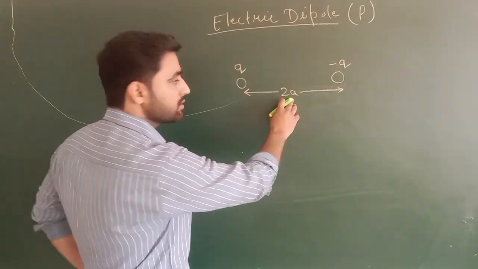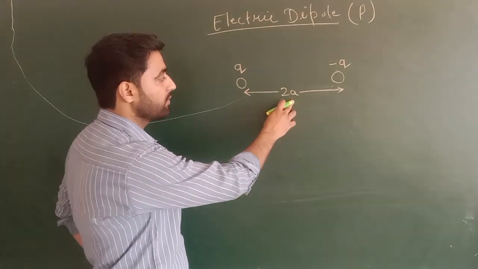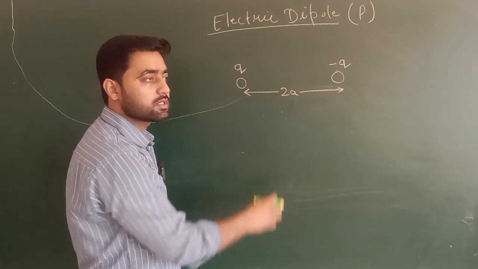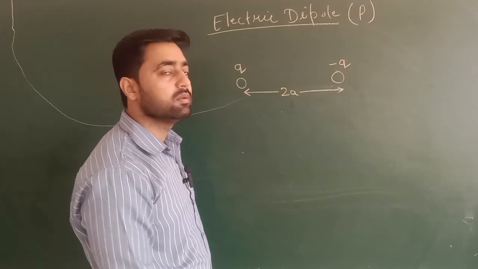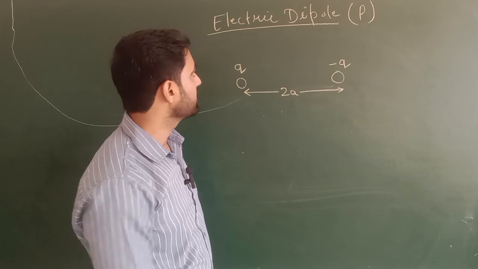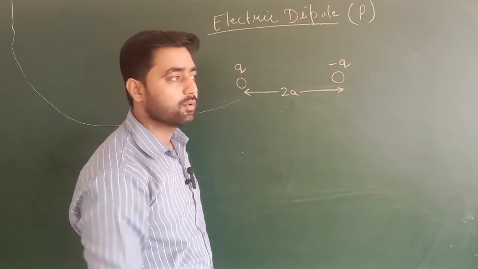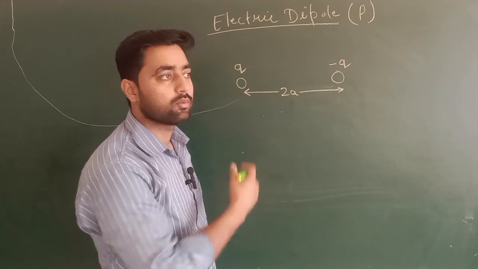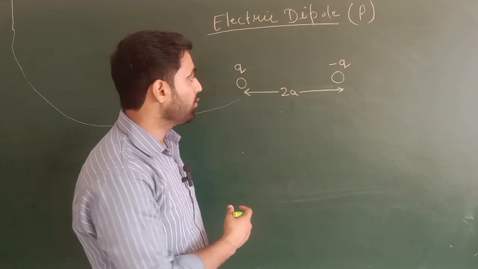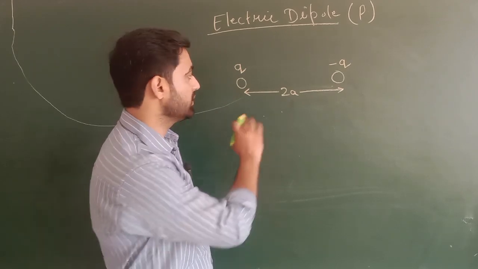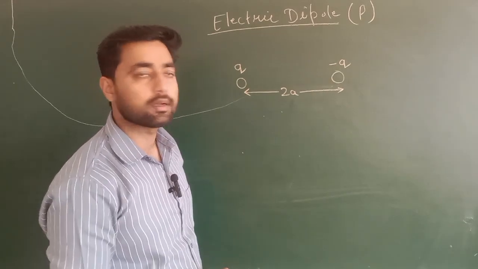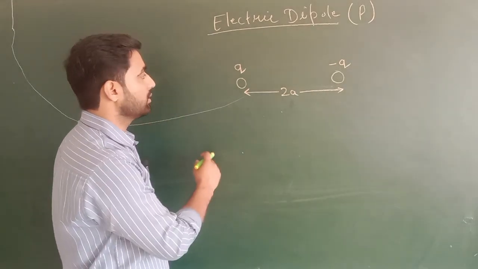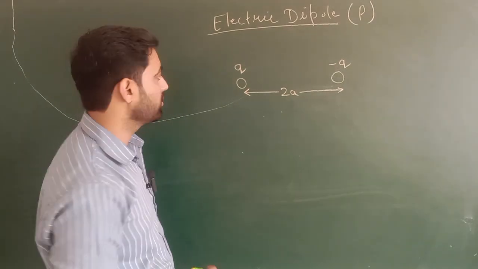Why am I not taking distance a? In place of a, I am taking 2a just for the sake of convenience. While we will be dealing with the derivation part of electric dipole related to electric field on axial point and equatorial point, there we will see why I am taking the distance between them as 2a, but that's for later. Let's continue with basic things related to electric dipole.